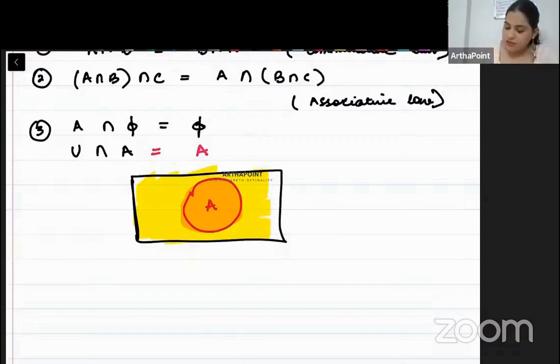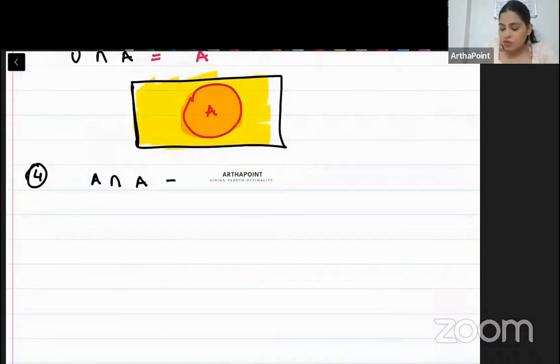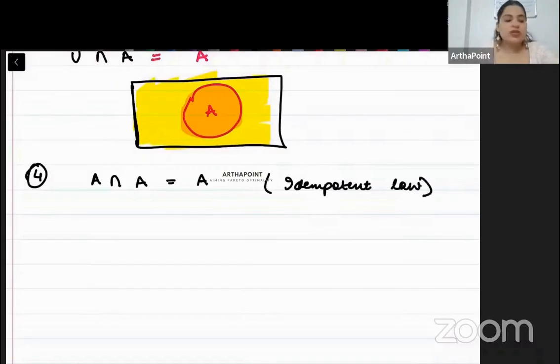Next property, fourth property. If I go ahead and I find common between A and A, that will be A only, na? दोनों same ही तो चीज है, तो A और A के बीच का common will be A. Beta, this is known as idempotent law. I hope this is clear.